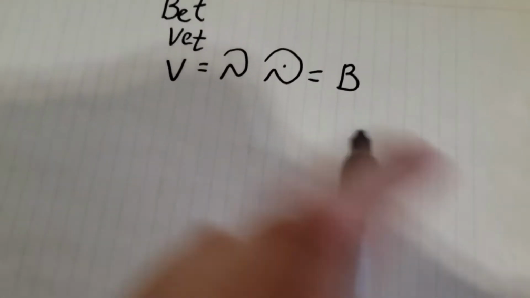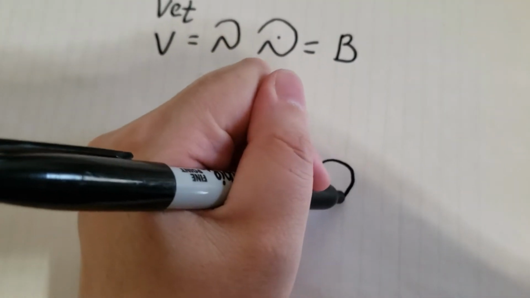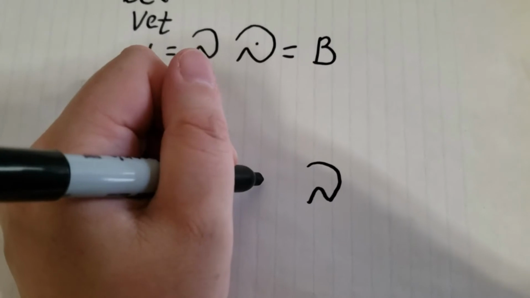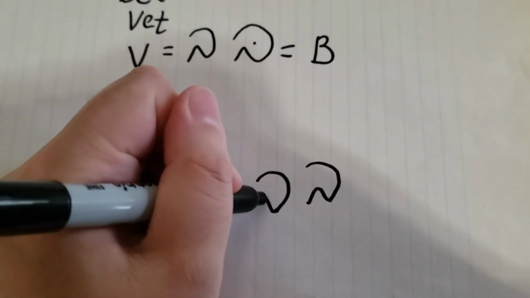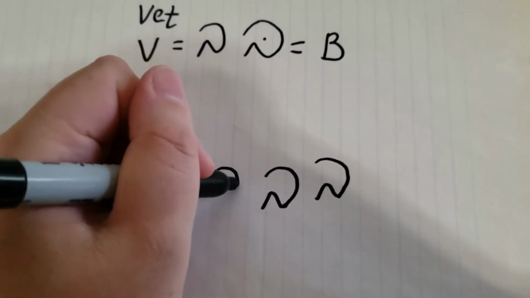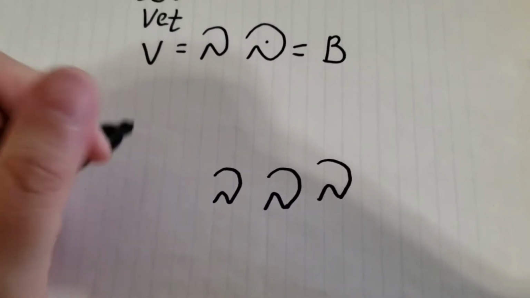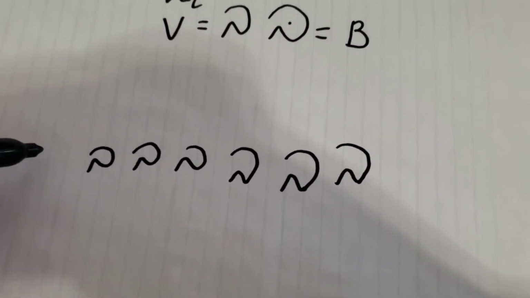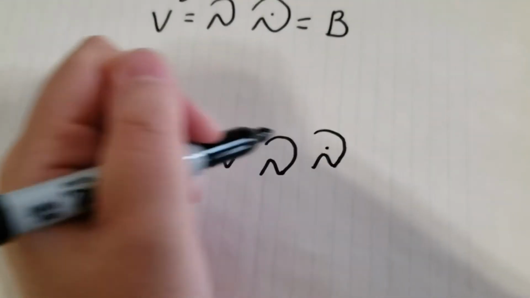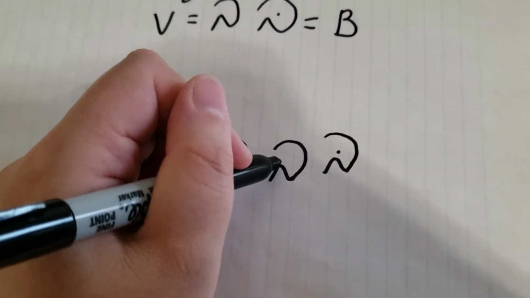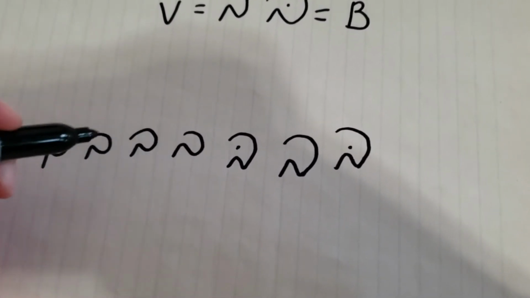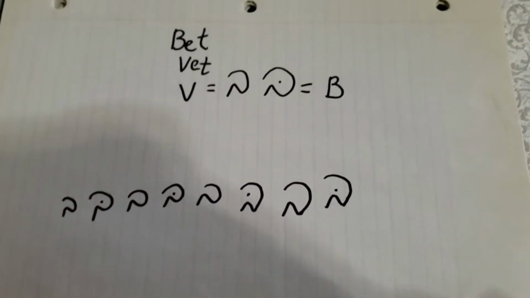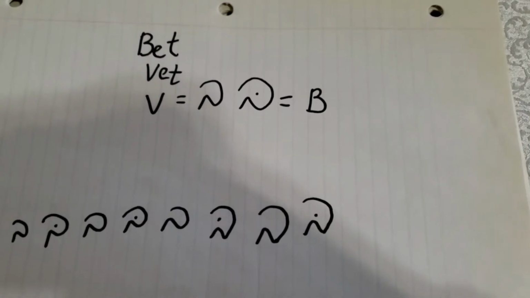Let's practice writing bet. You make half a circle, you go in and you go out. Again, half a circle, in and out. One smooth stroke. Bet, we'll leave it without a dot, so it's vet. Bet, vet. Okay, moving on to the next letter.